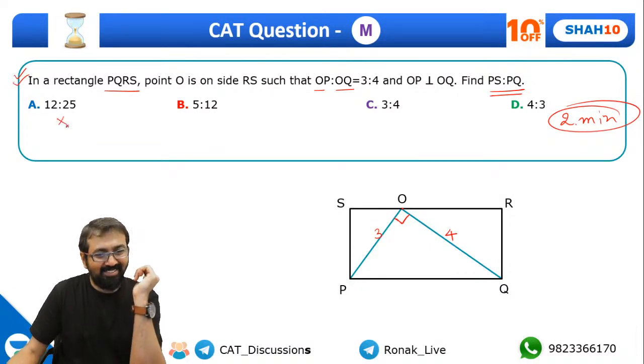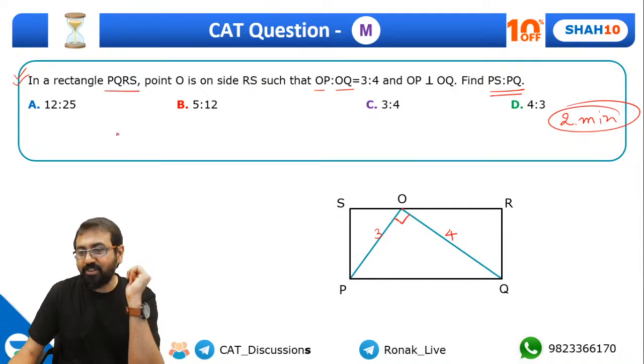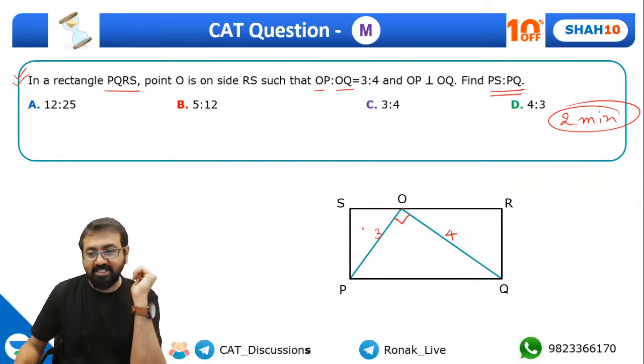No, I don't think so. Acha. Okay, 12 is to 25. This is what you are saying, Punit. Right. Should be 12 is to 25. But I'm not sure. I'll have to verify. Looks like that one.